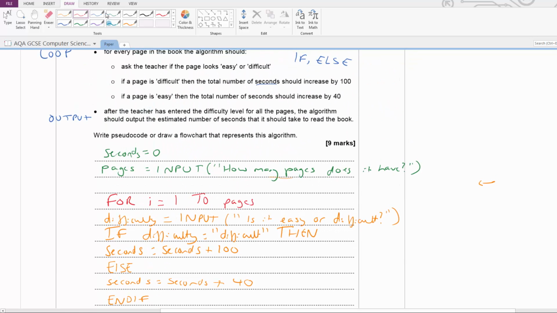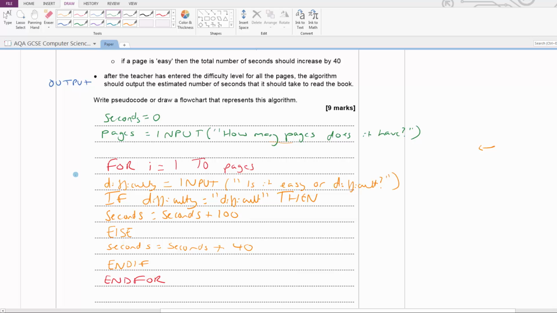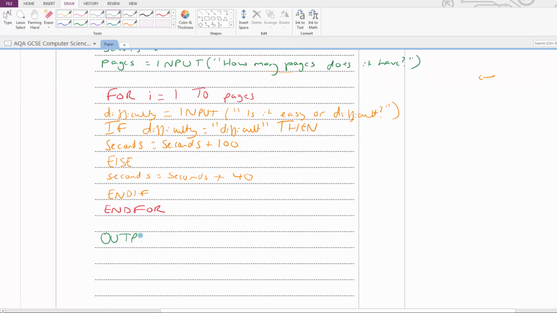So I need to do an output line. I'll do it in green just to follow the pattern. We're not saving to a variable each time. So this keyword, which I'm capitalizing, again, I'm just going to do a little message. The estimated num of seconds is seconds. This bit doesn't really matter so much. You could just write output seconds and that would be perfectly valid.